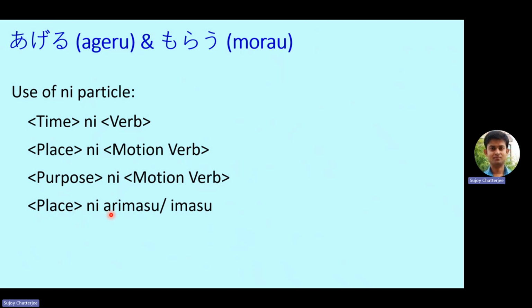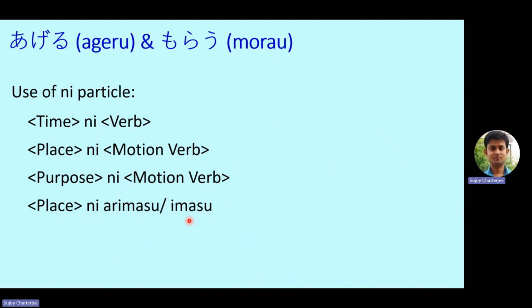So here with arimasu we have to use the ni particle. Similarly, imasu is used for living objects. We can write tsukue no ue ni neko ga imasu. That means there is a cat sitting on the table. Neko ga imasu. So tsukue no ue ni kaban ga arimasu. There is a bag on the table. So these were the four usages of the ni particle that we have learned so far.